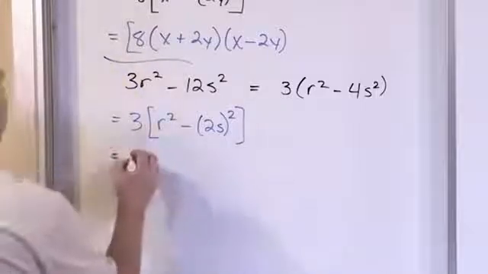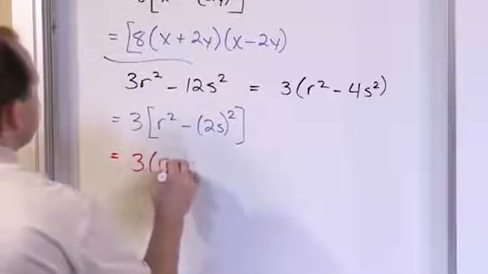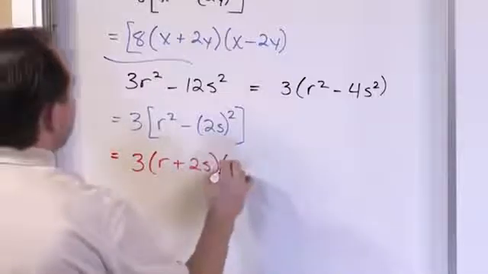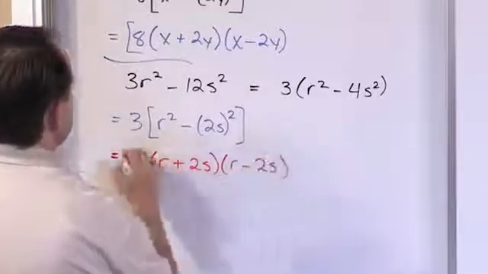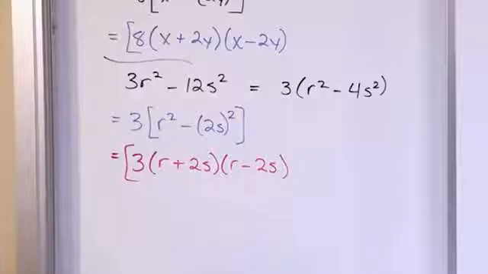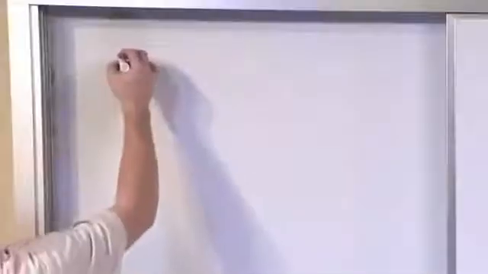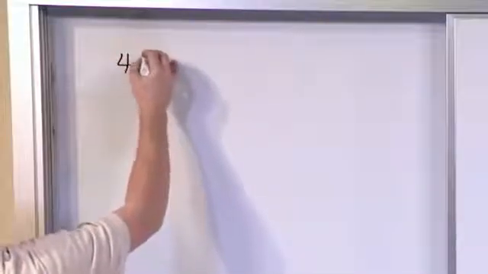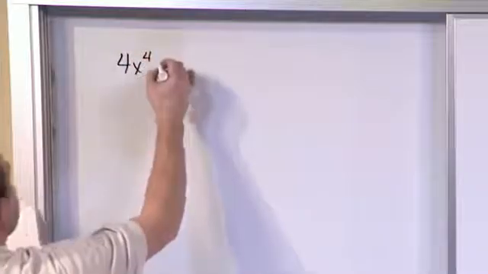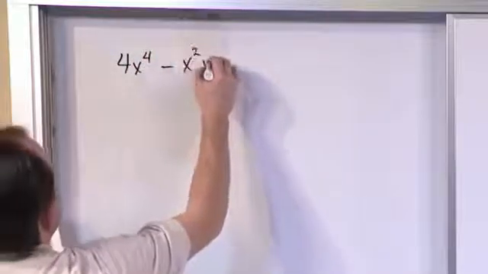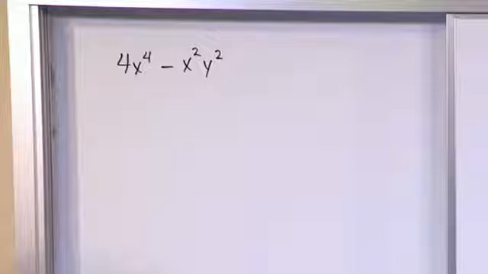And so now it'll just be 3 times (r plus 2s)(r minus 2s). And that is the final answer. Now let's say I have 4x to the 4th power minus x squared y squared. And I'm going to try to find a way to factor this guy. It doesn't look like it's possible at first.